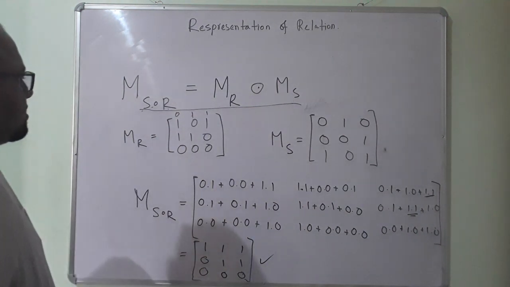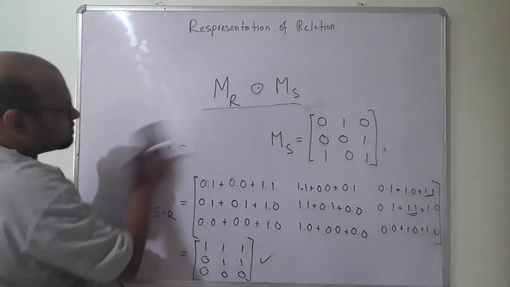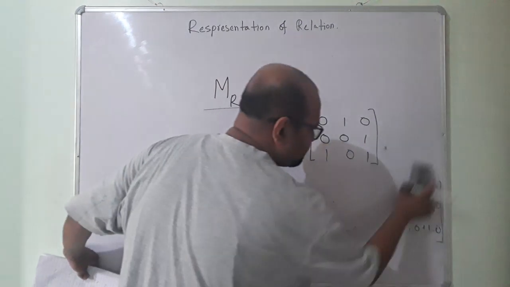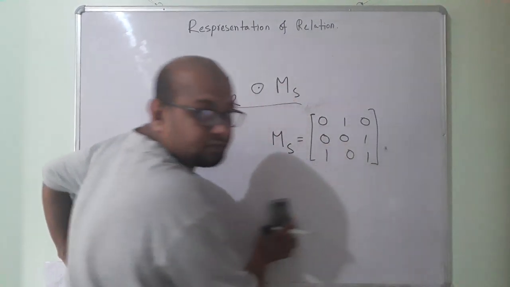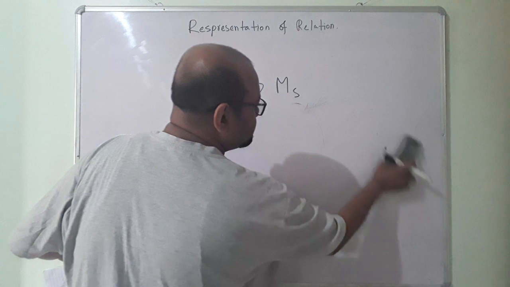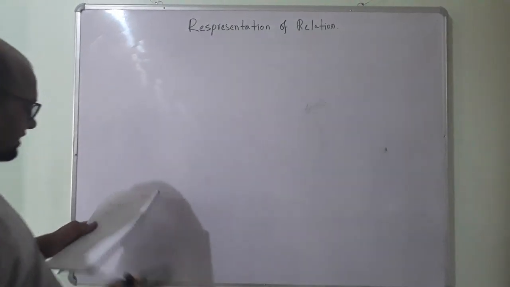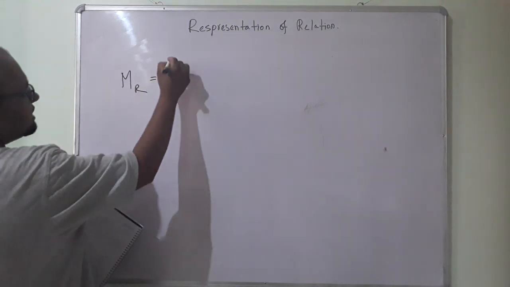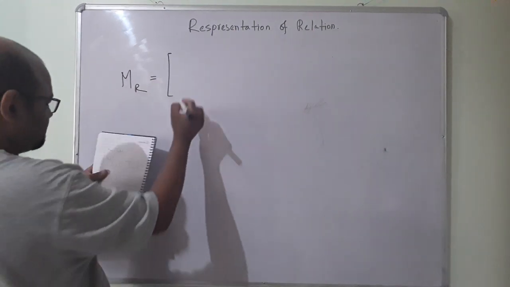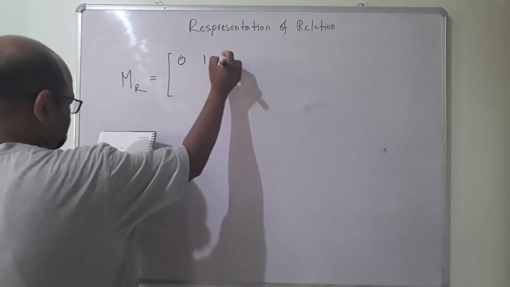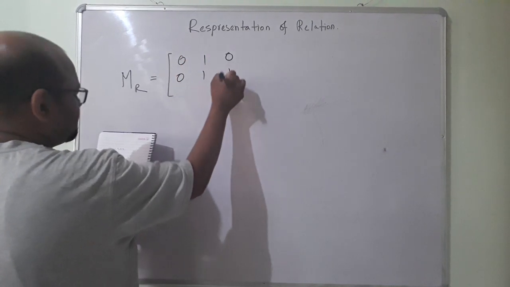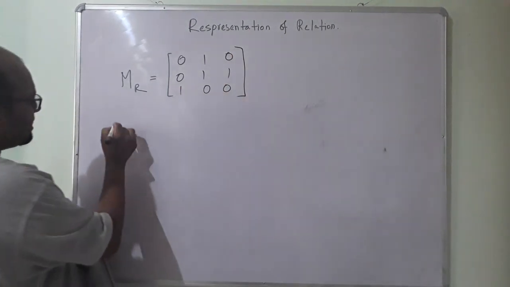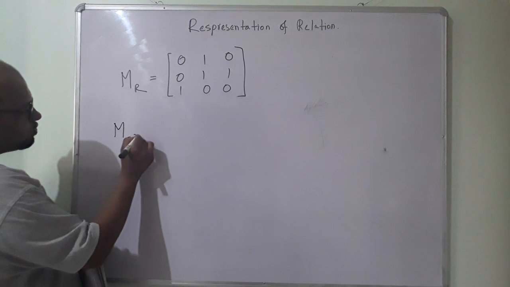Alright. So this is what we have. Next, let us say I have this relation R that is represented using this matrix MR: 0 1 0, 0 1 1, and 1 0 0. Say I want to find MR square.